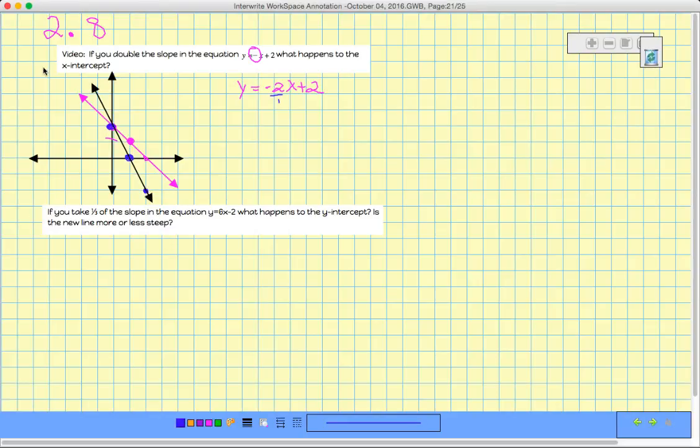So if I'm talking about the x-intercept, my x-intercept was here at 2, and now it's at 1. So I can write my x-intercept decreased. And since this one is nice, I'm going to go ahead and put the number there. So by 1. Okay, and that's all it's asking, is it increasing or decreasing? Is it getting bigger or smaller?